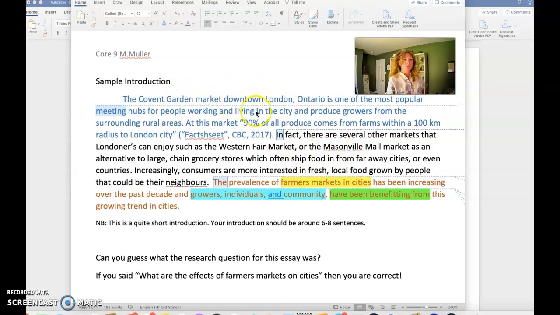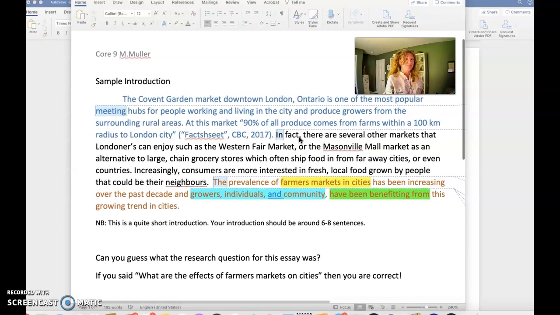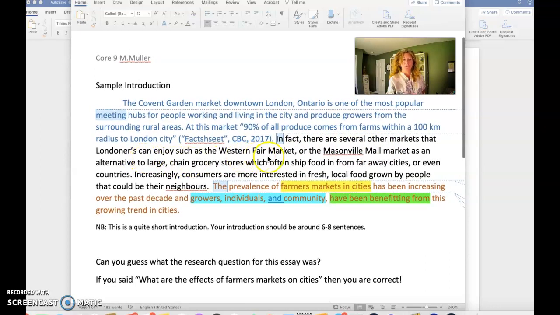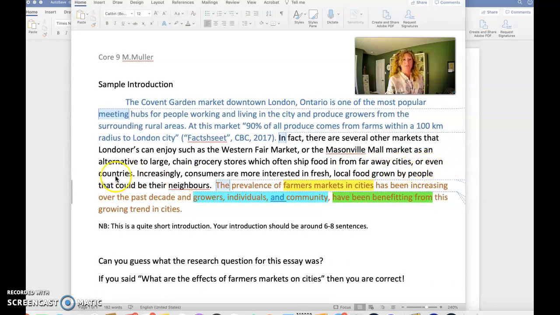Okay, so they introduced the Covent Garden Market. It gave us a statistic about farms and a market in the city. And then it says, in fact, so this is exemplifying information, there are several other markets that Londoners can enjoy, such as the Western Fair Market or the Masonville Mall Market, as an alternative to large chain grocery stores, which often ship food from faraway cities or even countries. Increasingly, nice transition there, consumers are more interested in fresh, local grown food by people that could be their neighbors.